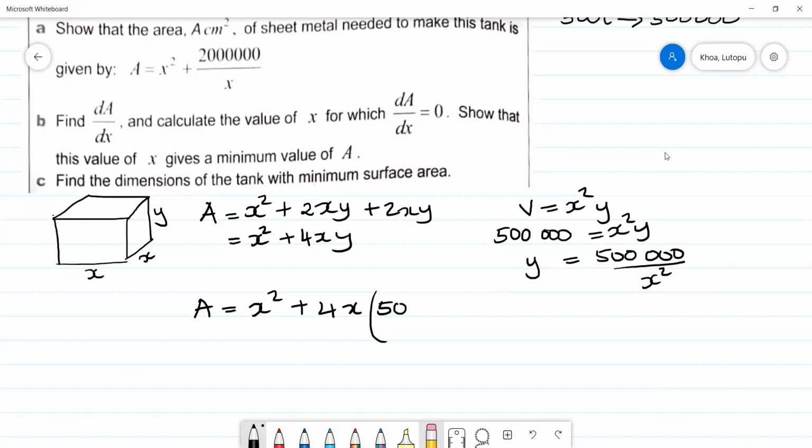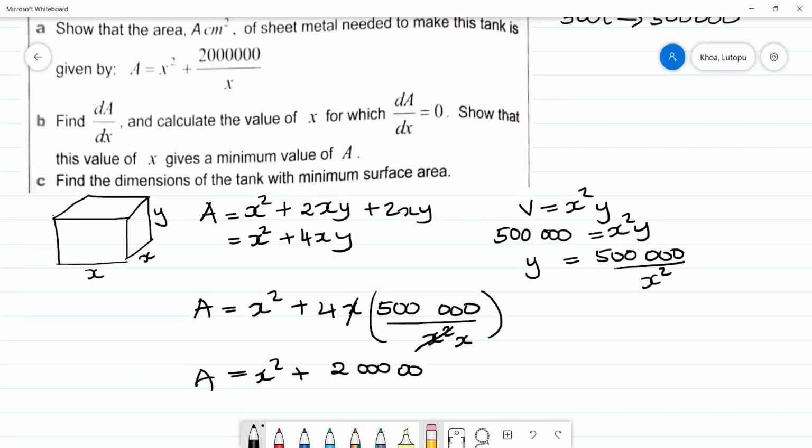We have 500,000 over x squared. Okay, so this gives us x squared. This x and one of those will cancel, and 4 times 500,000 is 2 million. That's 2 million over x. Okay, so that is A. We have shown that the area is given by this.